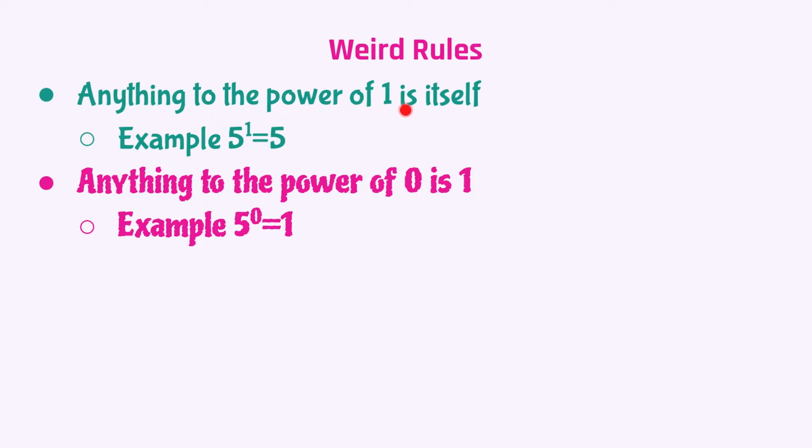Anything to the power of 1 is itself. So for example, 5 to the first is just 5. And then this one is important. Anything to the power of 0 is 1. So for example, 5 to the 0 power is equal to 1.